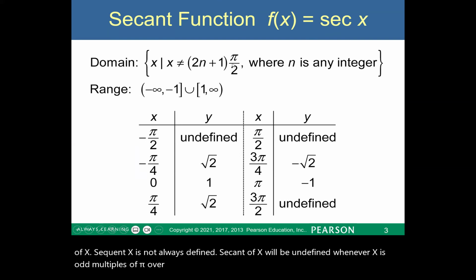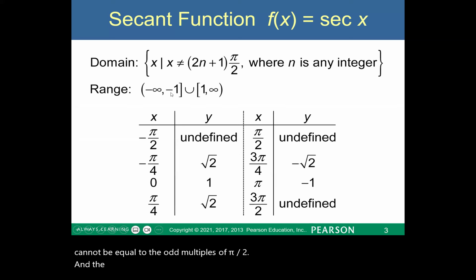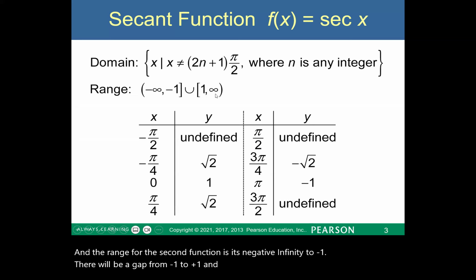Therefore, the domain is every angle possible except the angle cannot be equal to the odd multiples of pi over 2. And the range for the secant function is negative infinity to negative 1. There will be a gap from negative 1 to positive 1, and then it continues again from 1 to infinity.